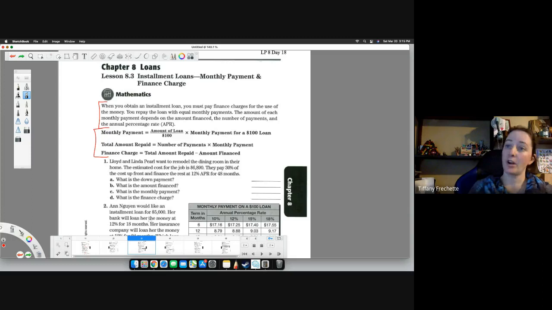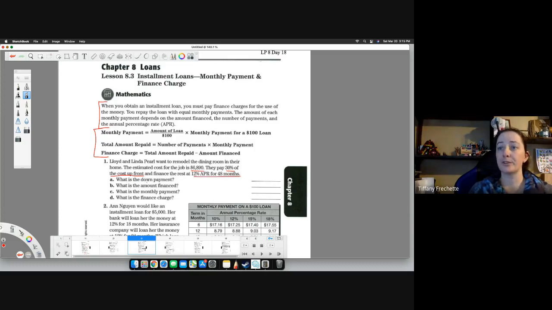All right, so let's go ahead and take a look at number 1 here. Lloyd and Linda Pearl want to remodel the dining room in their home. The estimated cost for the job is $6,890. They pay 30% of the cost up front and finance the rest at 12% APR for 48 months. So we know this is the cost of the job. They are making a down payment because they're paying 30% of the cost up front. That's a down payment. And then they're going to finance the rest of it at 12% for 48 months.